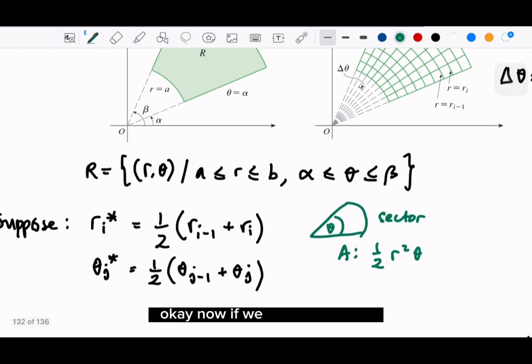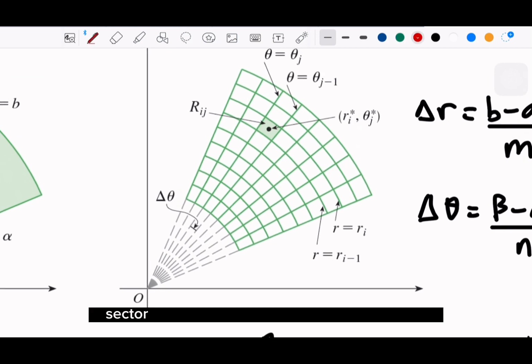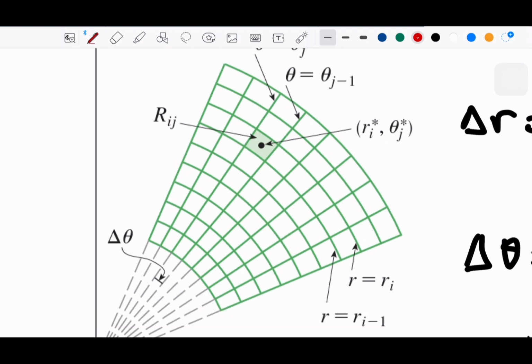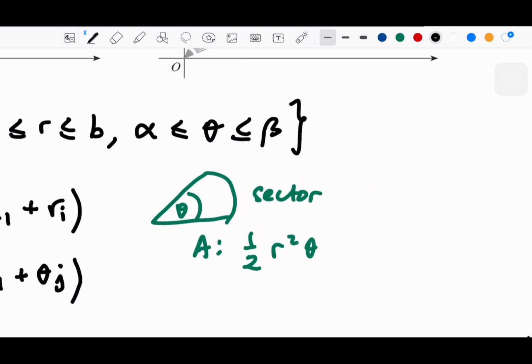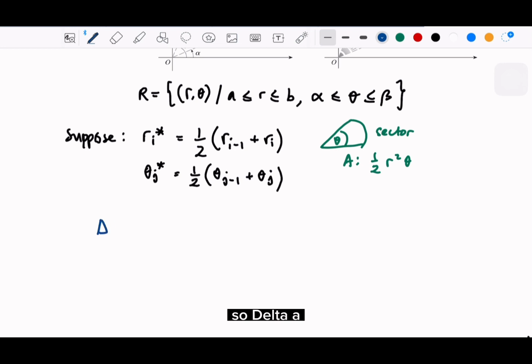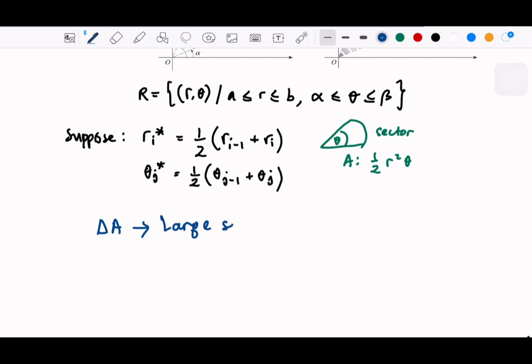Okay, now if we have this in our sector, it means that if you want to find the dA, or delta A, of this building block, we have a large part of sectors. Let me write here. So if we want to find the delta A, we can say that this is going to be the large sector minus the small sector.